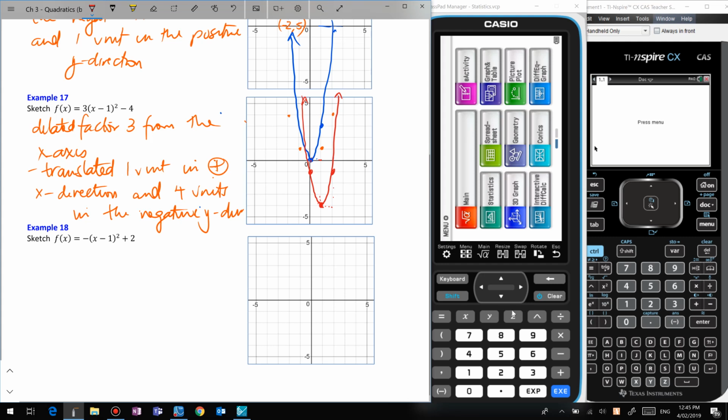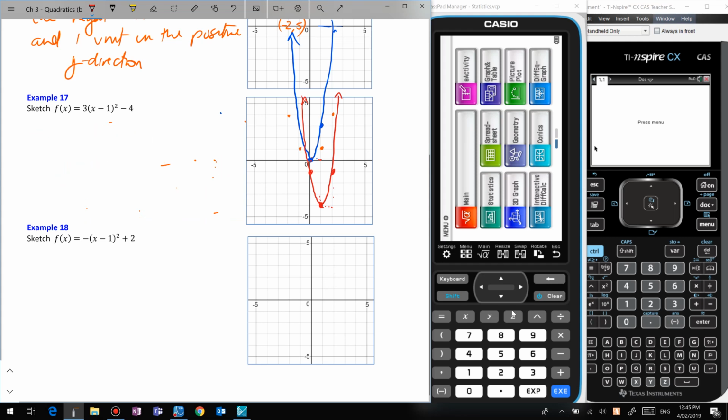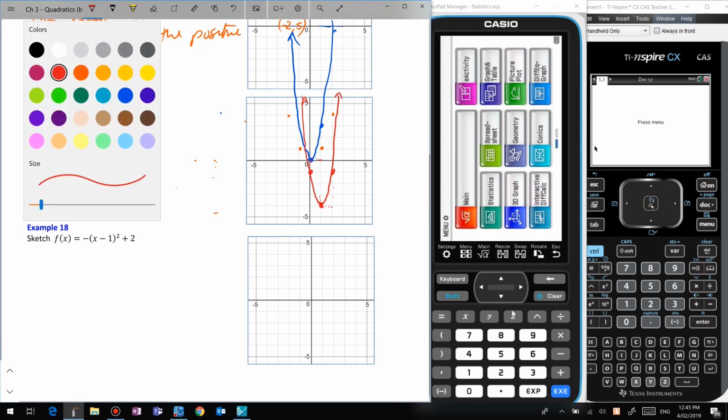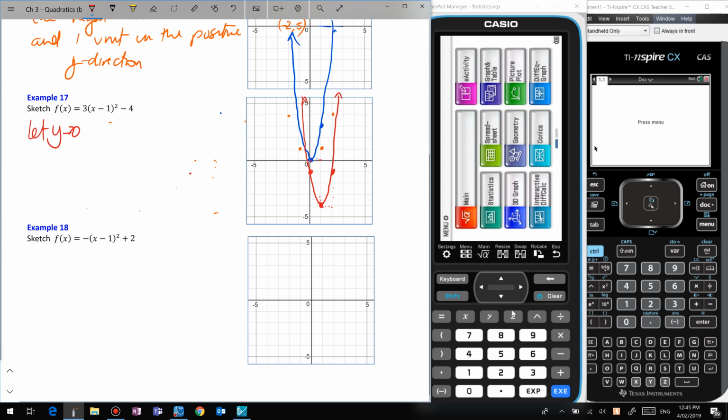Now, if you want your x-intercepts, well, you just solve it. If we let y equals 0, we get 3(x minus 1) squared minus 4 equals 0. So from here we get x minus 1 squared is equal to 4 on 3. X minus 1 is equal to plus or minus 2 on 3, the square root of 3.